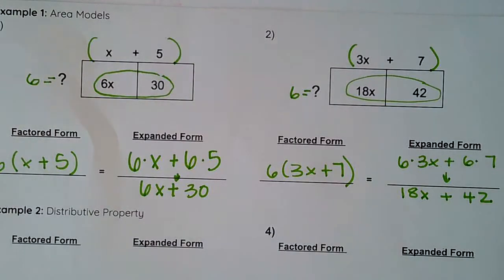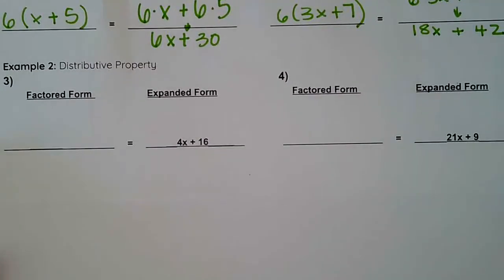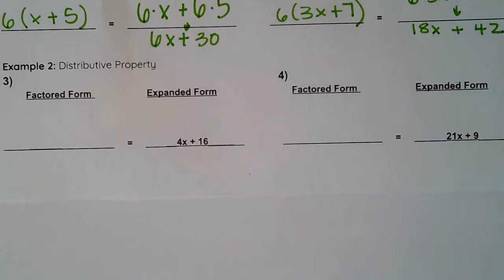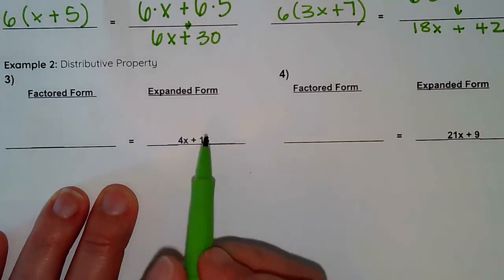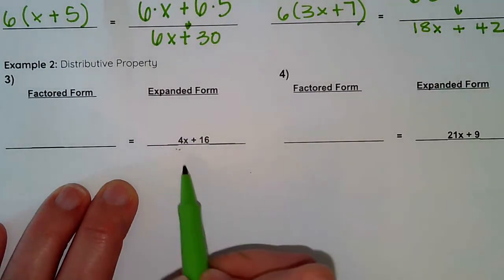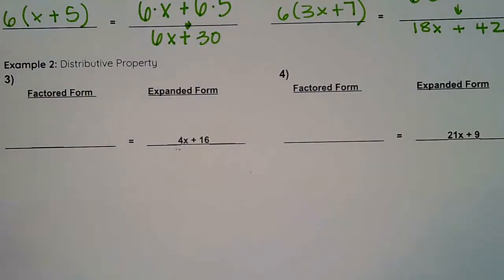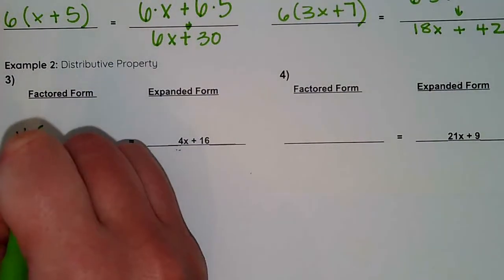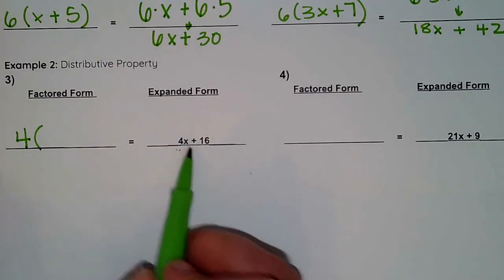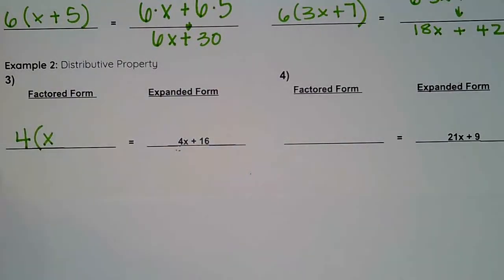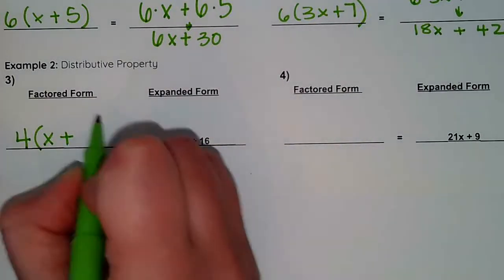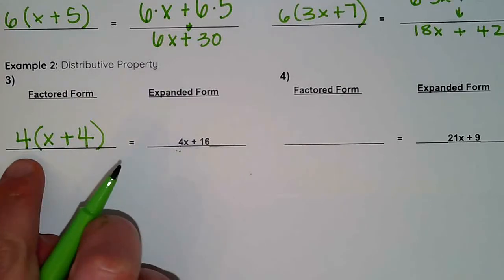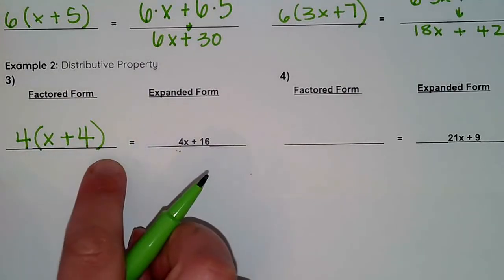Yep. Let's try here. Again, we are now removing those area models. You're welcome to draw them if you need, but we are looking at your expanded form and thinking, what can we pull out from each term? Well, I know that 4 goes into both of these. So if I pull out a 4, what will be left? Well, 4x divided by 4 is just x, and 16 divided by 4 is 4. So my factored form would be 4 times x plus 4.